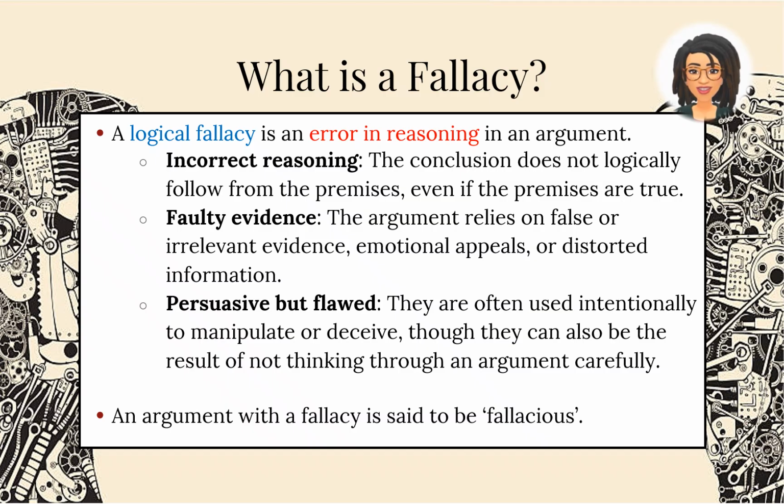A logical fallacy is an error in reasoning in an argument. It can include incorrect reasoning, meaning the conclusion does not logically follow from the premise, even if the premises are true. There could be faulty evidence, meaning the argument relies on false or irrelevant evidence, such as emotional appeals or distorted information. They can be persuasive, but flawed. They are often used intentionally to manipulate or deceive, though they can also be the result of not knowing or thinking through an argument carefully. An argument with a fallacy is said to be fallacious.